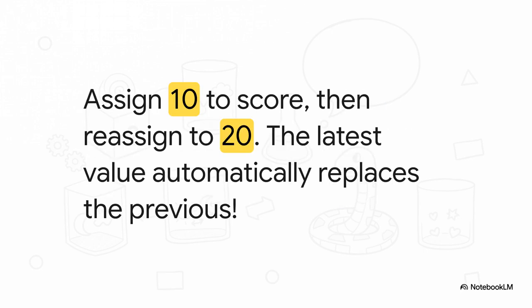But, variables are called variables for a reason. They can vary. They're dynamic containers. Say you assign a value of 10 to a variable called score, and then later in your code, you assign the value 20 to that exact same label. Well, the latest value automatically replaces the previous one. So when we print the score at the end, the output is 20. The old value is just gone.